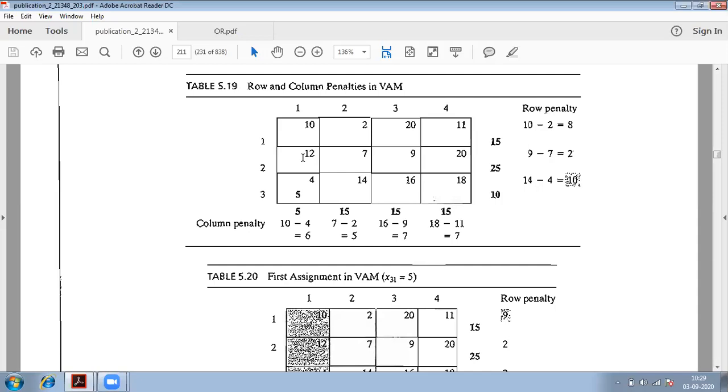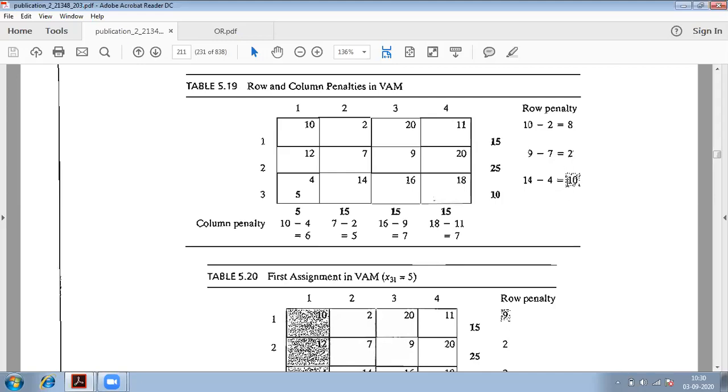And for the vertical column, 10 minus 4, 6 is the penalty. Here, first minimum 2, second minimum 7, 7 minus 2 is 5. Next comes 9: 16 minus 9, 7 is the penalty. Here, 11 is the first minimum and 18 is the second minimum, so 18 minus 11, 7 is the penalty. So the penalties are 6, 5, 7, 7, 10, 8, 2.